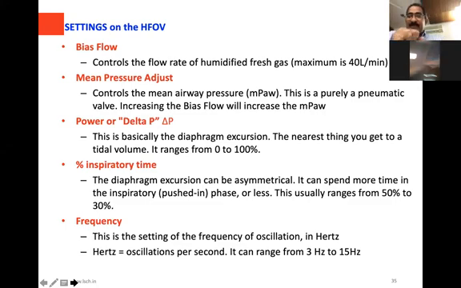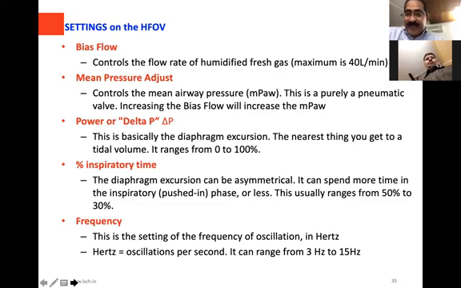The next one is your mean pressure adjust, that is your MAP, your mean airway pressure. This is the one which controls the mean airway pressure. This is purely a pneumatic valve. Increasing the bias flow will certainly increase this mean airway pressure. So that also is important. If you increase the bias flow, all of a sudden you notice that the MAP has suddenly increased, because they are interrelated, as I said, because it's a pneumatic valve.